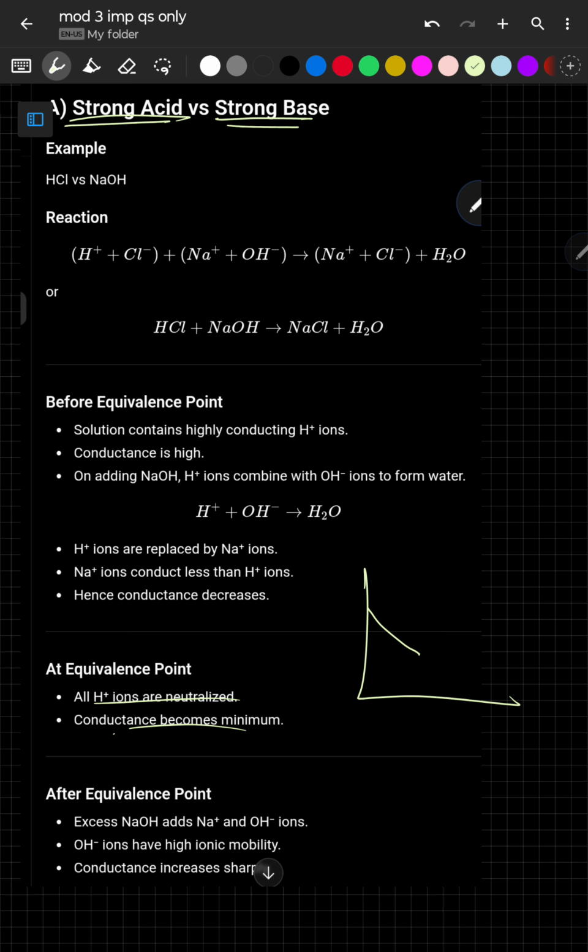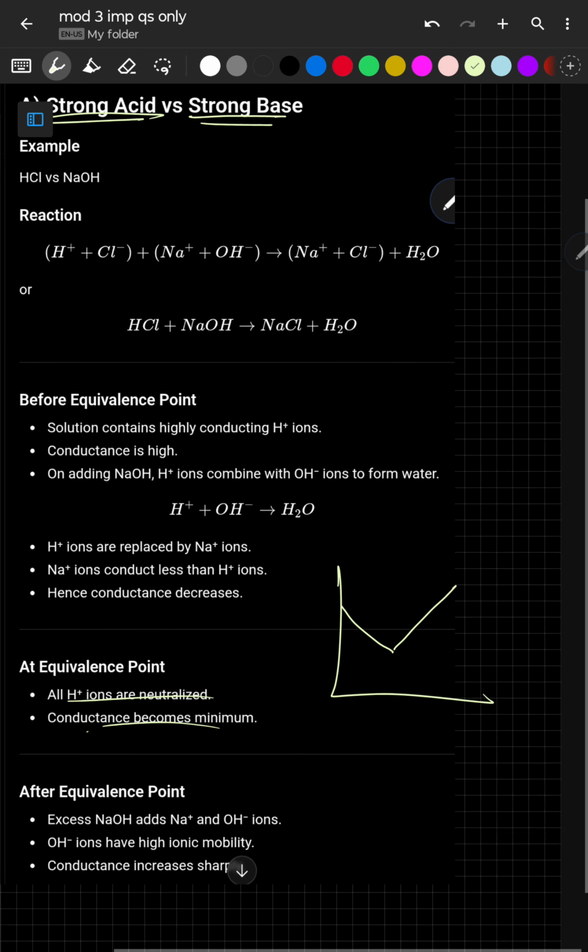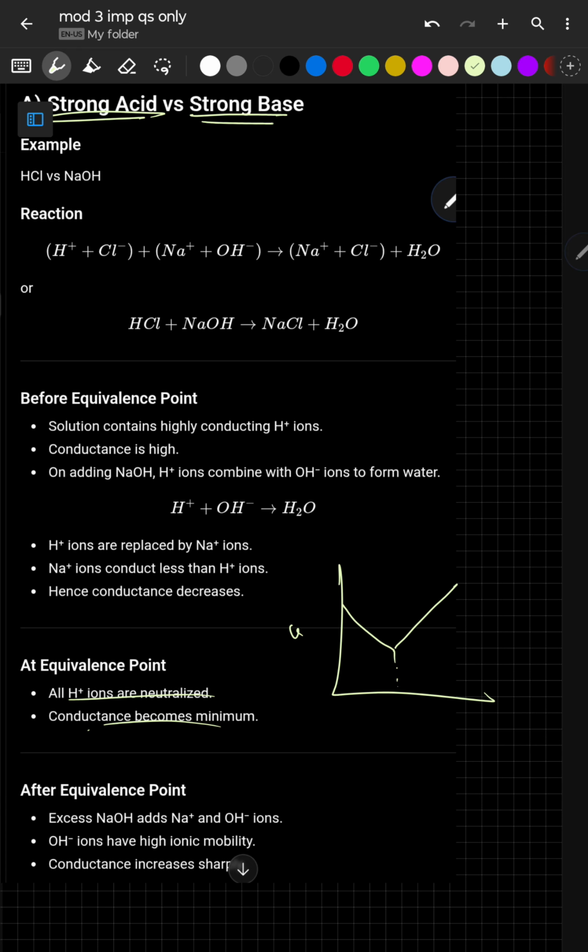After the equivalence point, we are still adding NaOH. We are not stopping just because the conductance has decreased. Now the solution has increasing OH minus ions. OH minus ions are very mobile, with high ionic mobility. So conductance increases sharply. This is the equivalence point. This is the conductance, and this is the volume of NaOH.